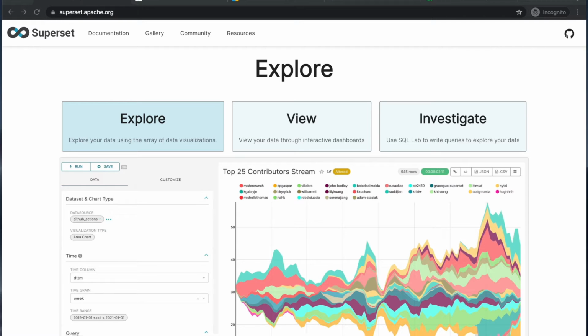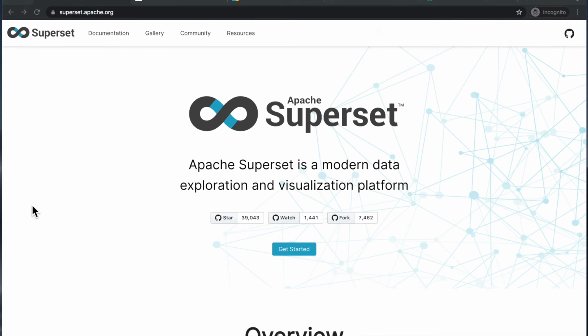Hello there. Today we'll be exploring what is Apache Superset, why would you want to use it, how does it compare to some of the other solutions on the market, and how to get started. So what is Apache Superset? Going to the Apache Superset site, you'll find that they describe themselves as a modern data exploration and visualization platform. Somebody else might call it an open source BI tool.